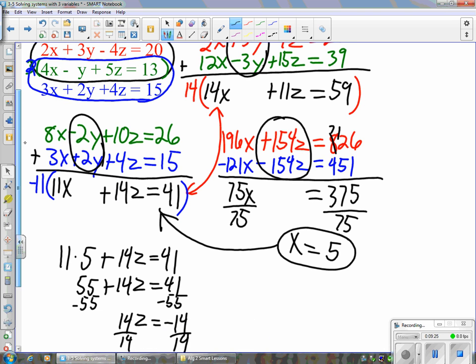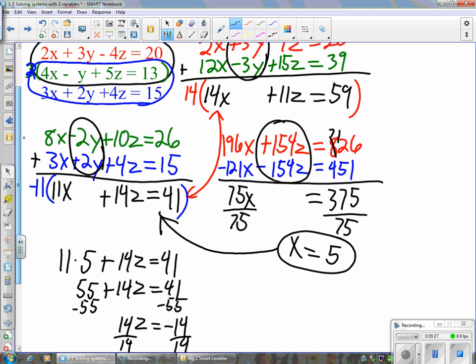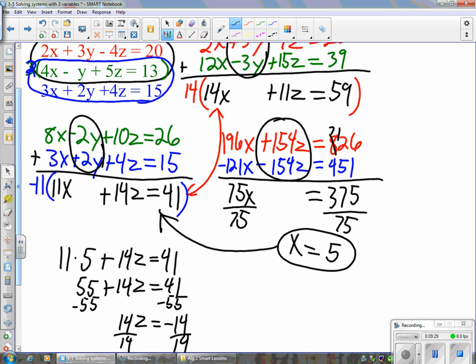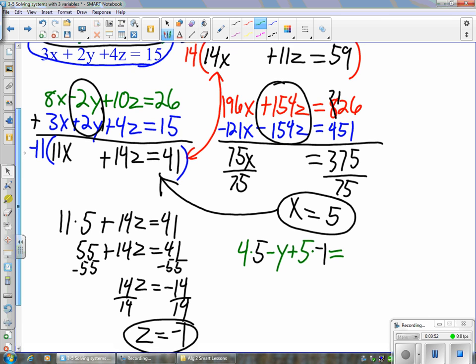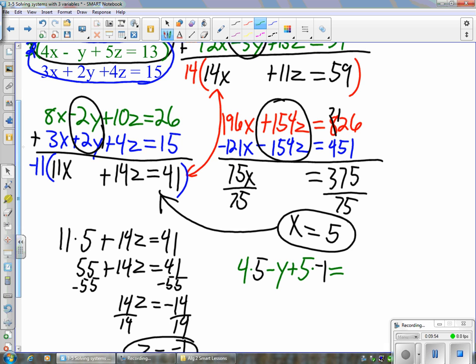So let's go to one of our original equations, which looks the easiest. I'm going to pick the green one just because that green one only has a single y to solve for. So we're going to write 4 times, we said x was 5, minus y plus 5 times, we know our z is a negative 1, equals 13. Now let's solve.